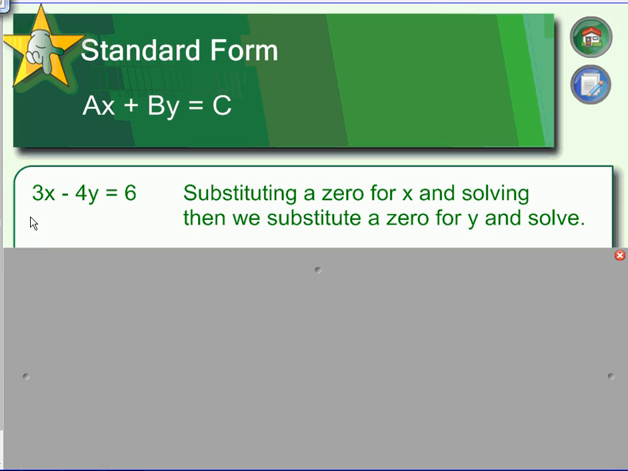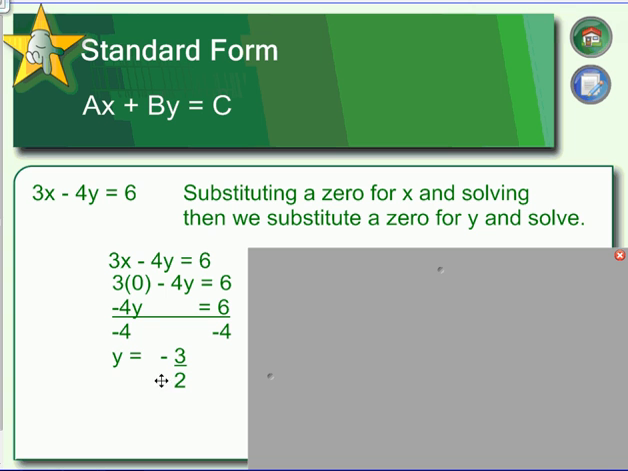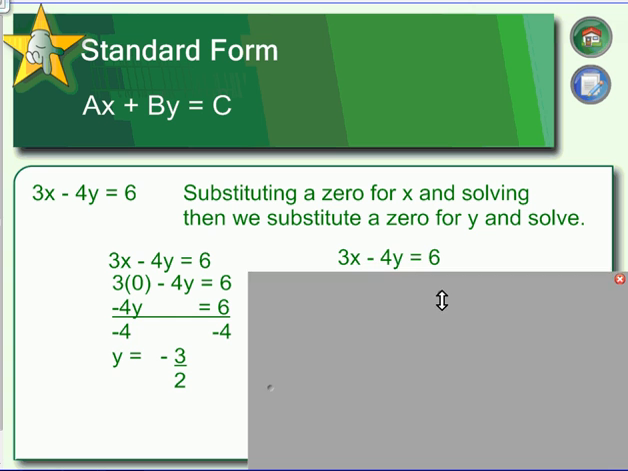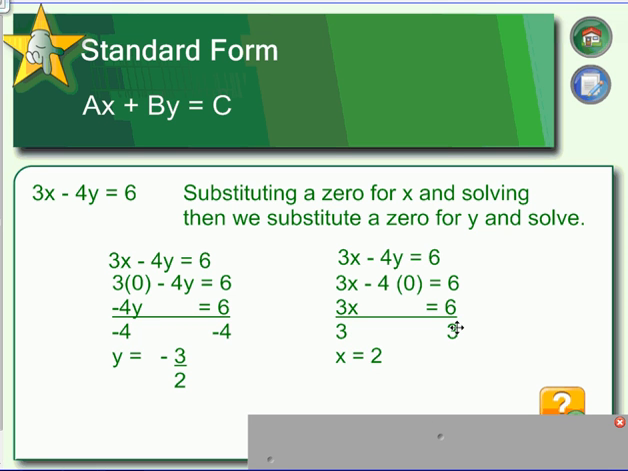So for example, in our original example, 3x minus 4y equals 6, first we're going to substitute 0 for x, and we found that y equals negative 3 over 2 as we go through and solve it. The next thing we're going to do is the exact same thing, only instead of putting 0 in for x, we're going to put 0 in for y, solve, and we find that x equals 2. Now, what on earth does this tell us? This is actually telling us the two intercepts for our line.